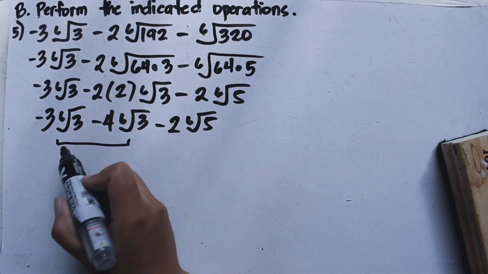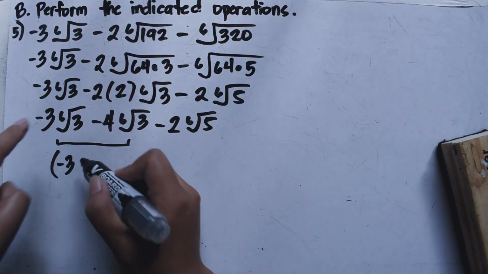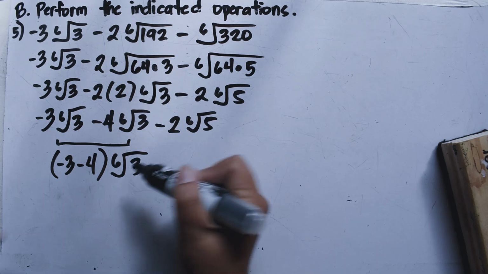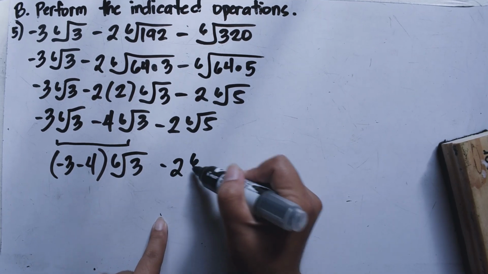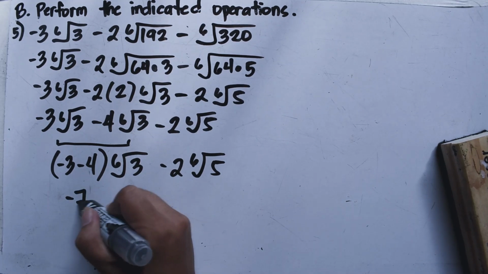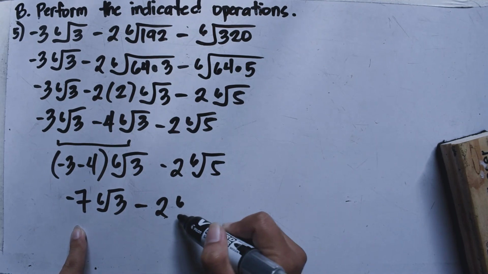So same rule for subtraction. Subtract our numerical coefficients, so negative 3 minus 4, and then just copy the same radical which is 6th root of 3. What happens to this, ma'am? Nothing, just copy. Next. Now, negative 3 minus 4, same sign, add and keep the sign. And then copy. Minus, also just copy.